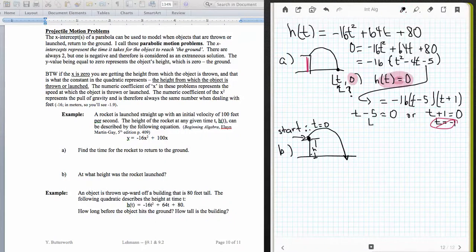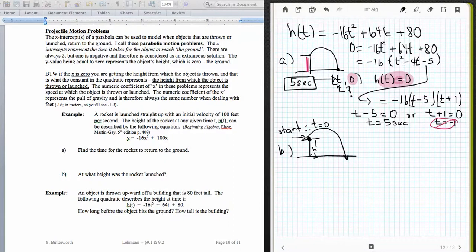And then this one, I'm going to add 5 to both sides so that I get t is equal to 5. And that is 5 seconds. So this time right here that it hits the ground is after 5 seconds. And again, I know that this is seconds because it says that we have feet and gravity is negative 16, and that's feet per second per second.